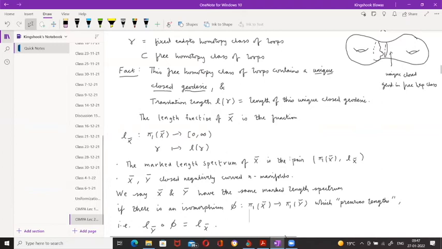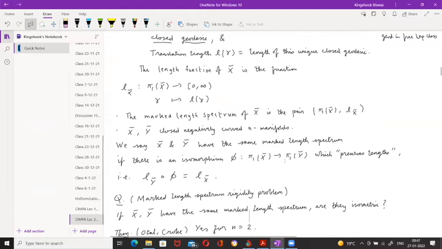Okay, and now, if X bar and Y bar are two closed negatively curved n-manifolds, then we say that X bar and Y bar have the same marked length spectrum. What does that mean? If there is an isomorphism between fundamental groups, phi from pi_1 X bar to pi_1 Y bar, which preserves lengths of closed geodesics. So what does that mean? That means that the length function of Y bar composed with phi is equal to the length function of X bar. Okay. So then we say that they have the same marked length spectrum.